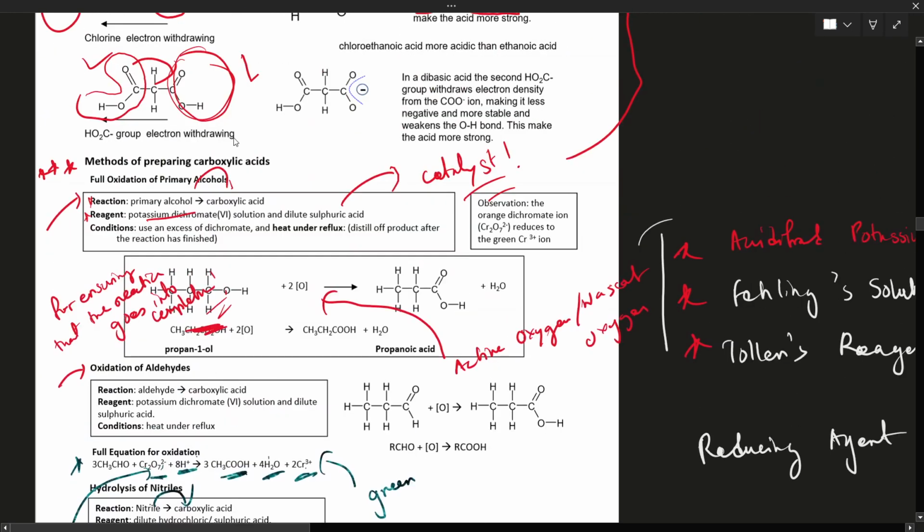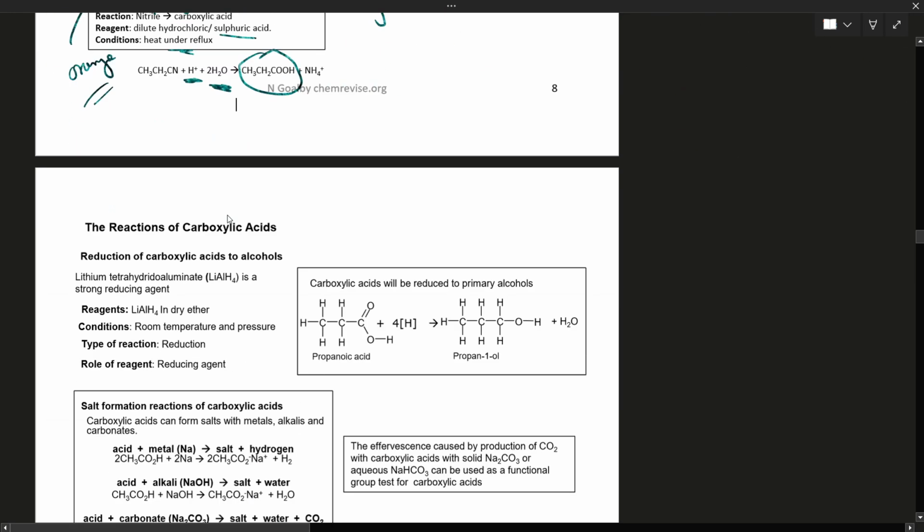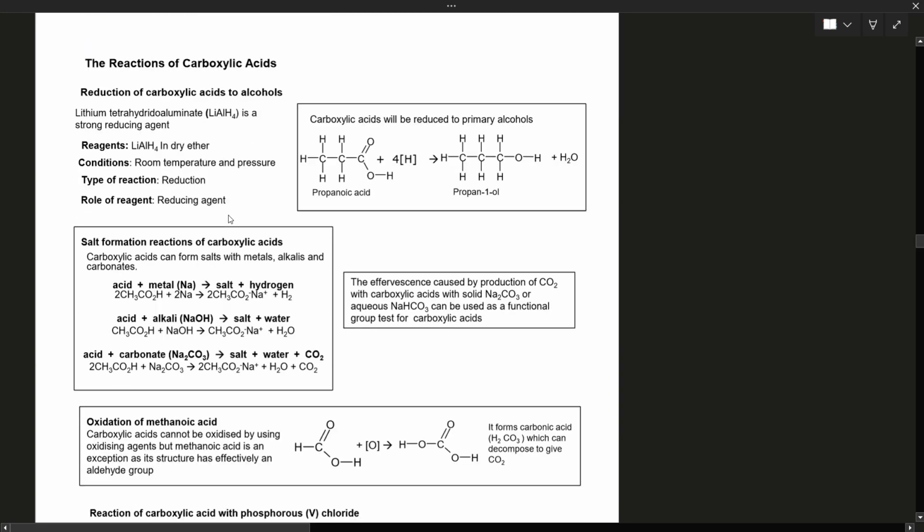Okay, so these were the methods of production of carboxylic acid. Now there are some other reactions you have to remember for carboxylic acid. One is of course the reduction of carboxylic acid to alcohol. It's just the opposite. We saw that yesterday, I guess. We saw it, this one that, yeah, I showed.